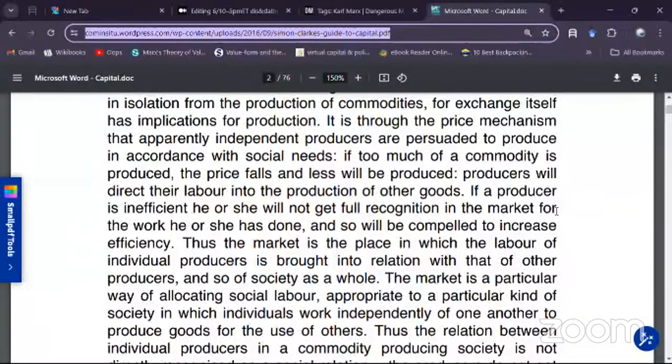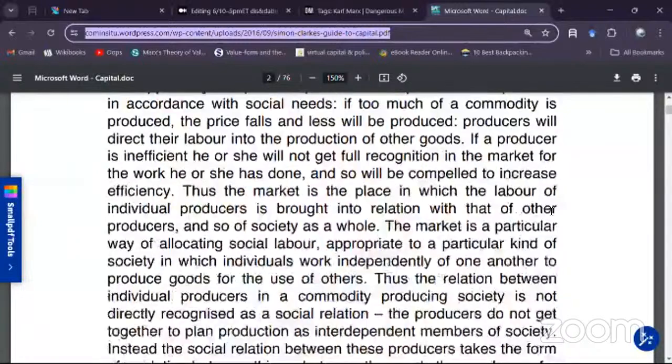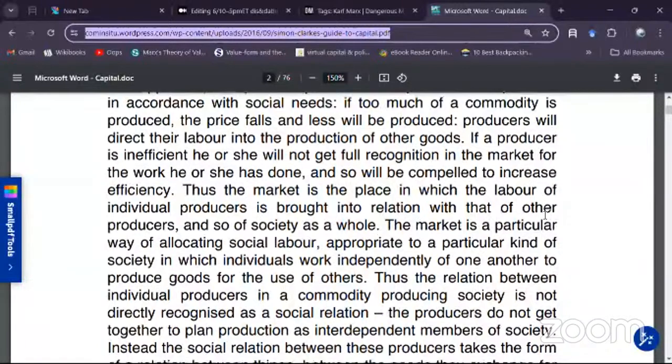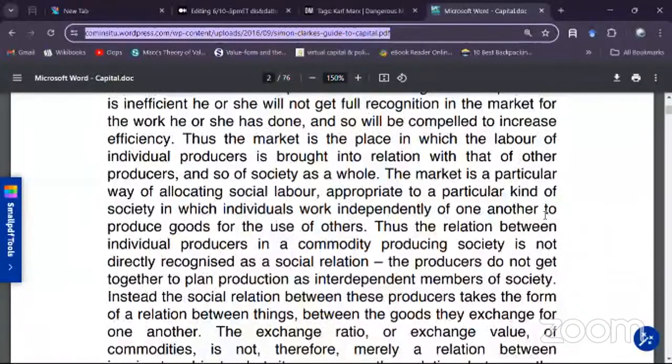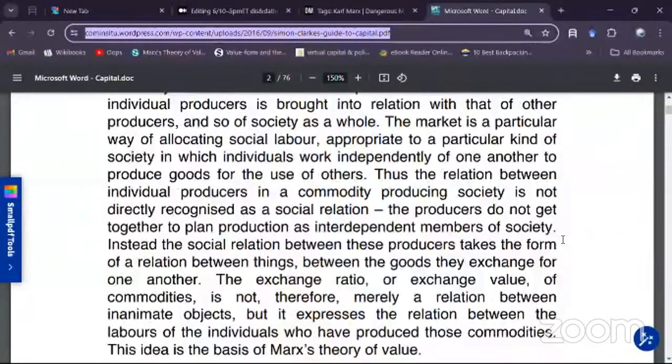I mean, you could drive yourself to being productive without testing it against the market, but I think ultimately the market still has some relation to this as a function of your own knowledge in some ways. The market is a particular way of allocating social labor appropriate to a particular kind of society in which individuals work independently of one another to produce goods for the use of others. Thus, the relation between individual producers in a commodity-producing society is not directly recognized as a social relation. The producers do not get together to plan production as interdependent members of society. Instead, the social relation between these producers takes the form of a relation between things, between the goods they exchange from one another. The exchange ratio or exchange value of commodities is not merely a relation between widgets, between inanimate objects, but it expresses the relation between the labors of the individuals who produce those commodities. This idea is the basis of Marx's theory of value.